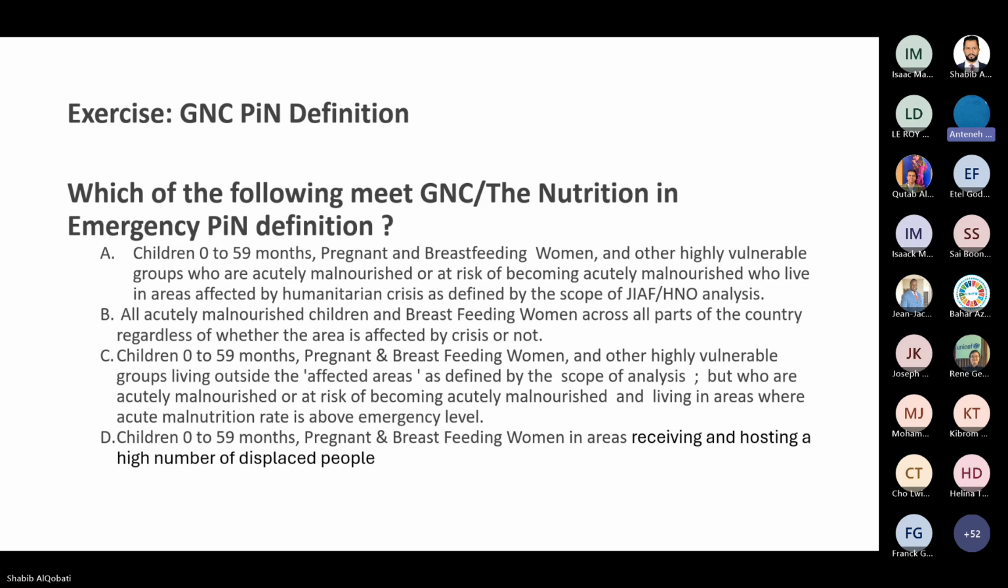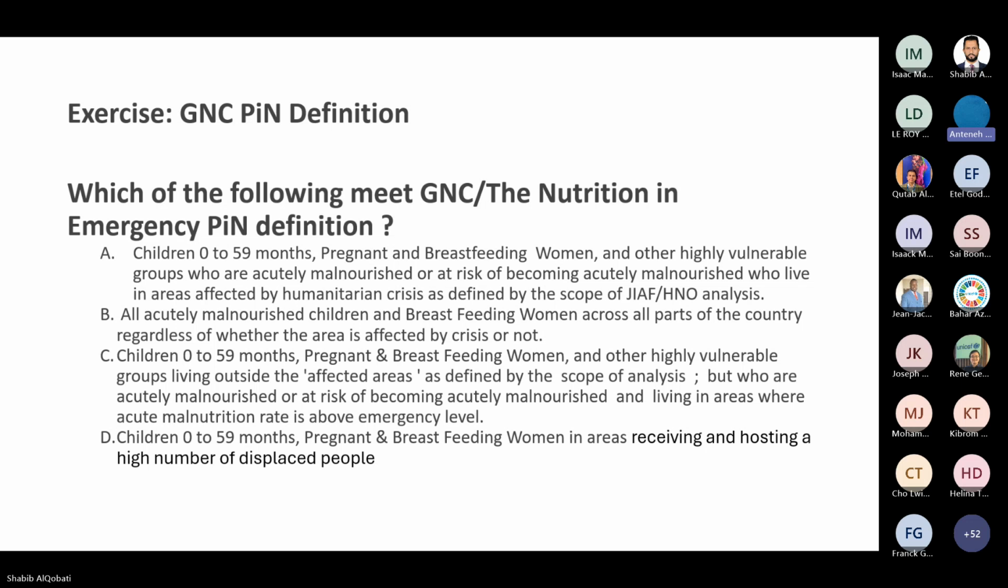children under 5, pregnant and breastfeeding women, and other vulnerable groups who are acutely malnourished, at risk of becoming acutely malnourished, who live in areas affected by humanitarian crisis as defined by the scope of GF HNO analysis, meaning children under 5, pregnant and breastfeeding women, and other vulnerable groups who are acutely malnourished and living in scope of analysis areas.